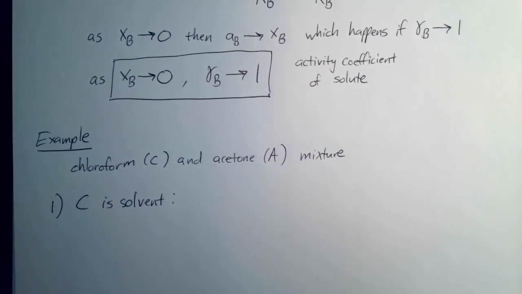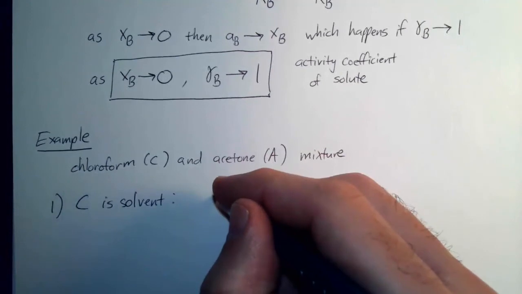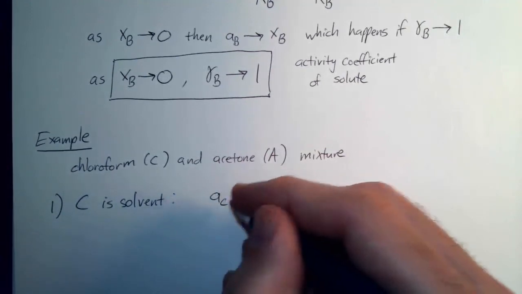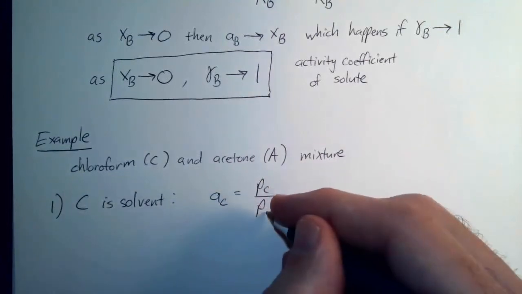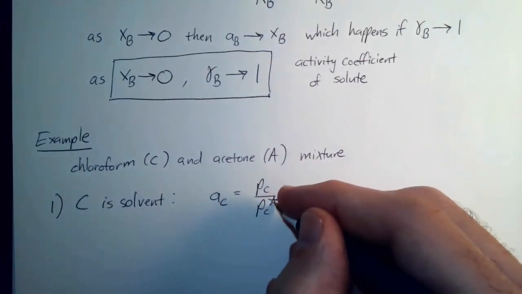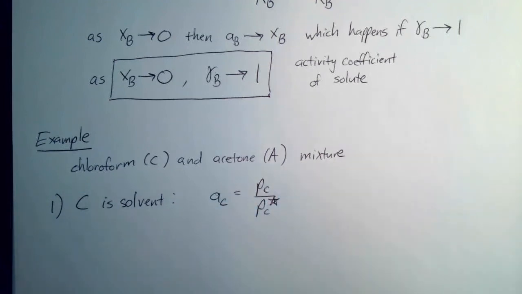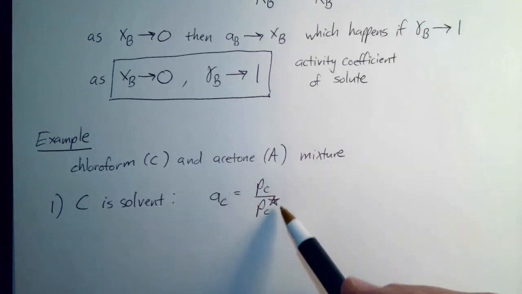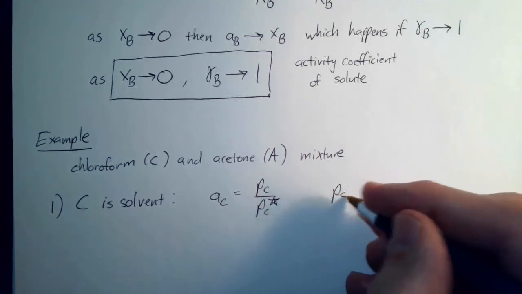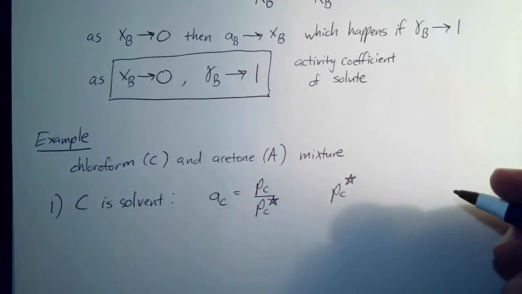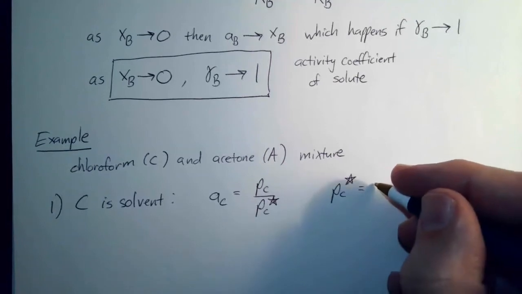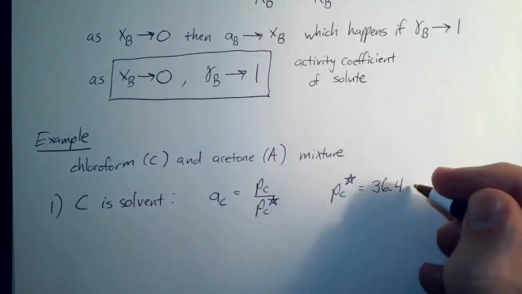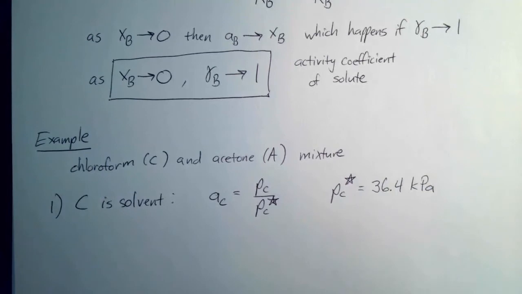So if C is the solvent, we look back at our formula for the activity of a solvent, and it was the partial pressure of the solvent in mixture over the partial pressure in pure form. And this partial pressure in pure form is something that can be measured and recorded in a table, and we can look it up. So that's given for chloroform to be 36.4 kilopascals.